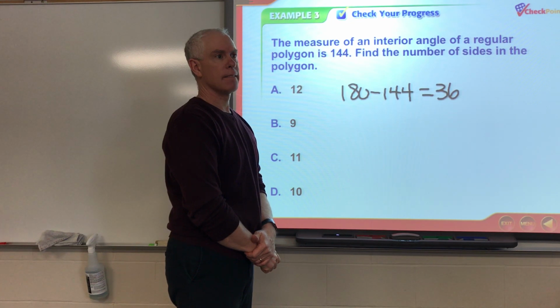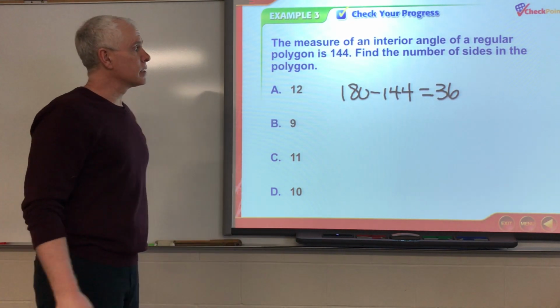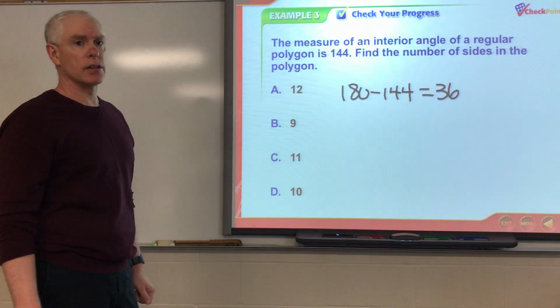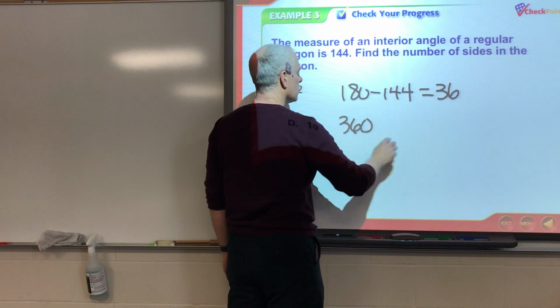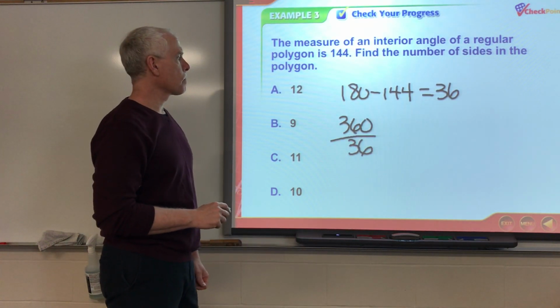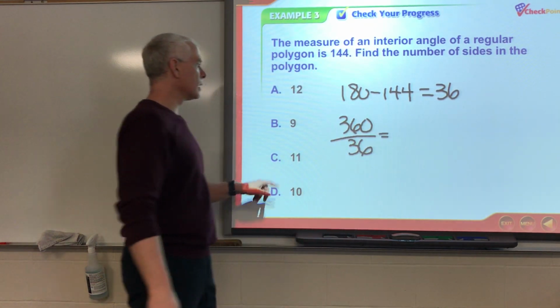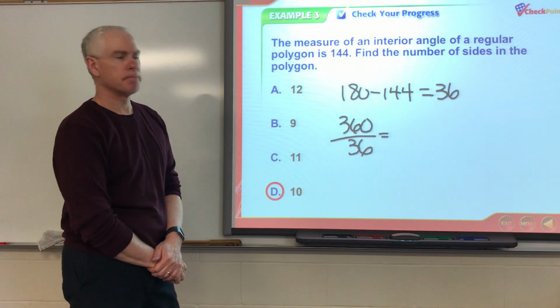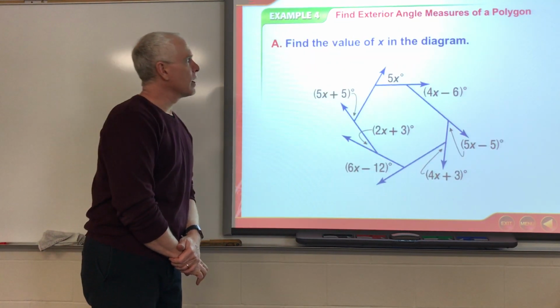Okay, let's continue. Again, that 36 is giving me the measure of my exterior angle. And since all of the exterior angles add up to 360 degrees, if I take 360 and I divide it by 36, I'm going to get the number of sides, okay? And so if I do that, I should get 10.